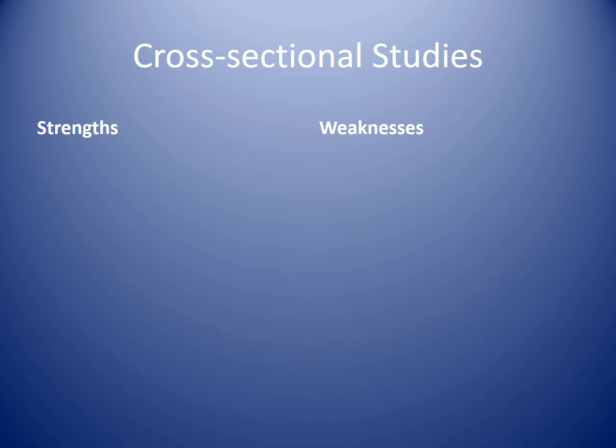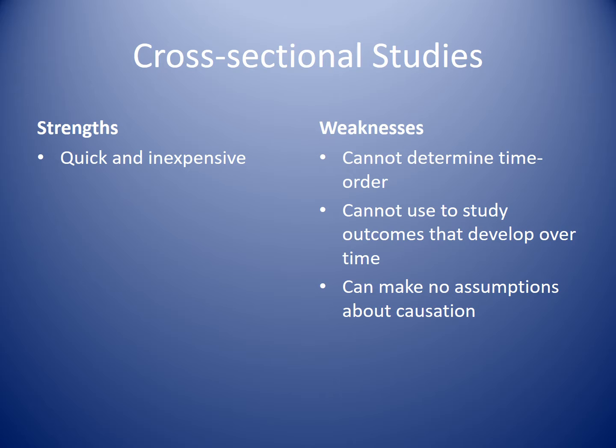This is an example. Again, I'm showing you this because it's an example of a cross-sectional study. You're just looking at the relationship between the size of the baby and the physical activity at one point in time only. These are quick and inexpensive, and that's really the only strength. Weaknesses are that you cannot determine time order. We don't know that the physical activity caused the baby to be smaller. It could be that the baby being small caused the woman to be physically active. We cannot say that one caused the other. That's a huge weakness.